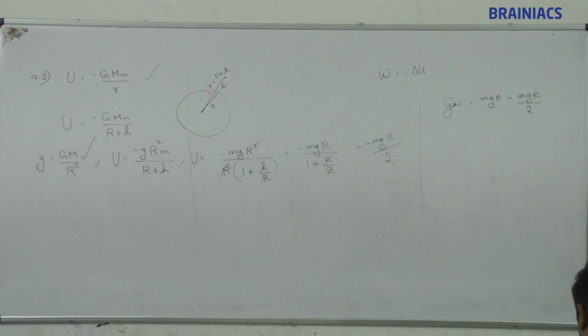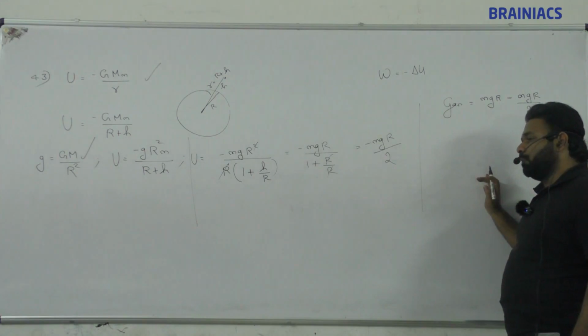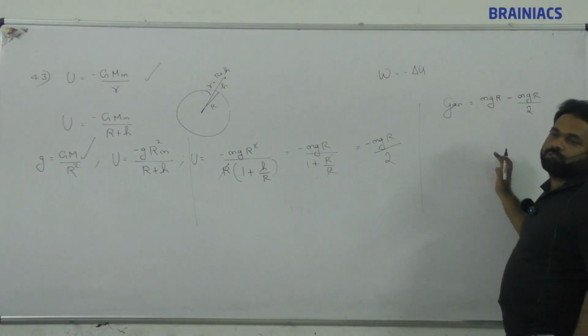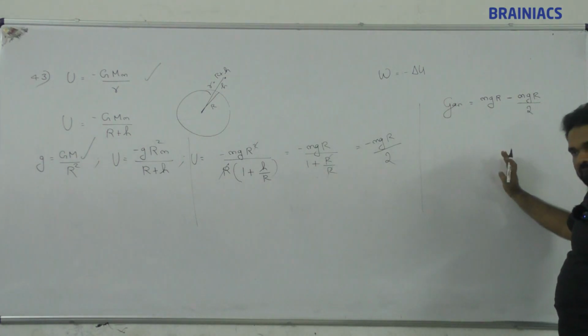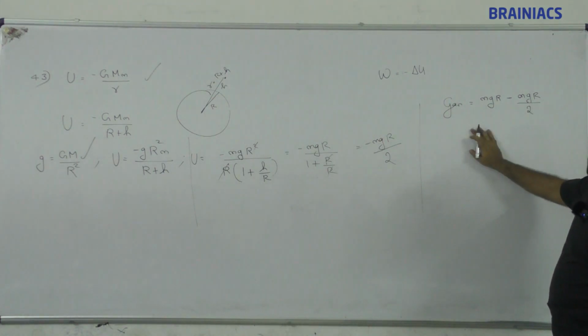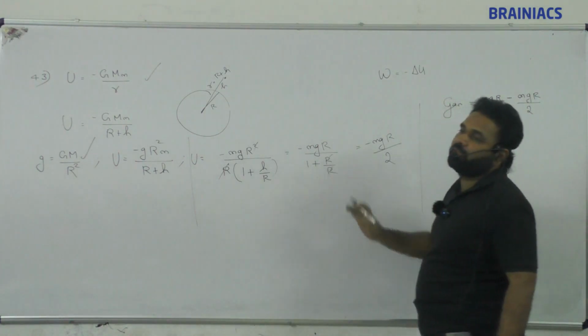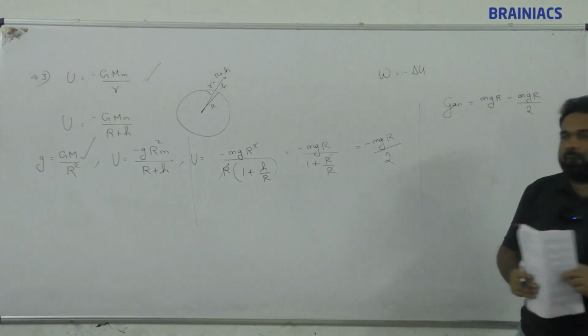Next question. Now work done itself is gain in potential energy. If you do it like this, that negative will not come. Otherwise negative will come. If negative comes in the question, then work done is the gain in potential energy itself.